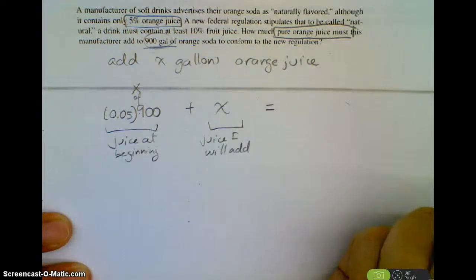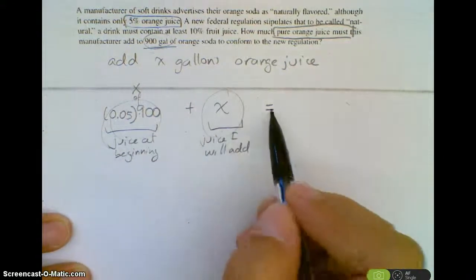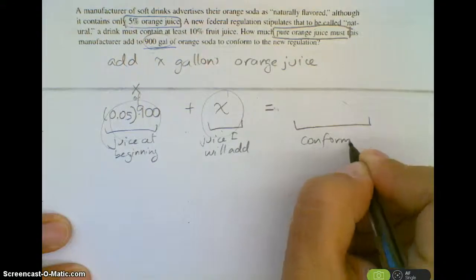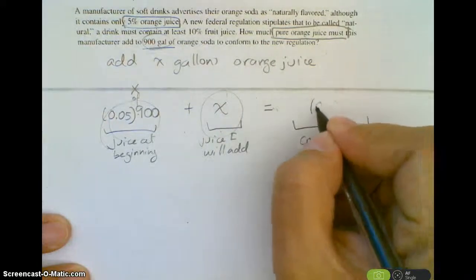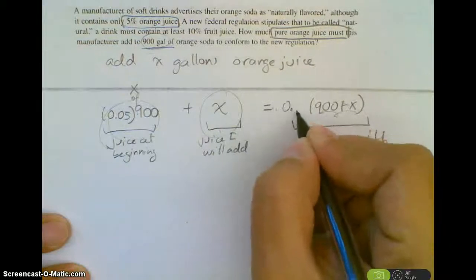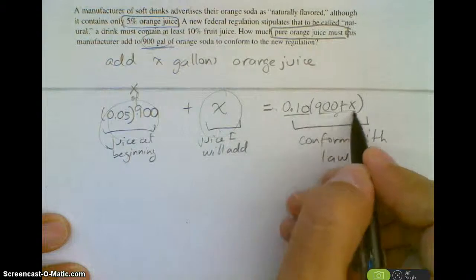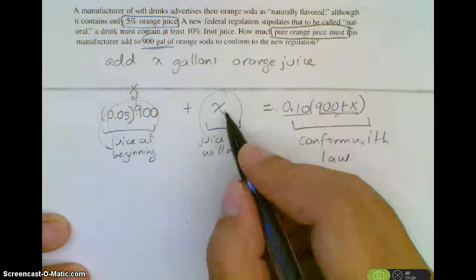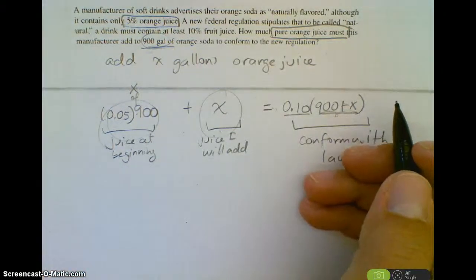So my equation is about juice. This is the amount of juice that was at the beginning. This is the amount that I'm going to add. And then what I want to conform with the law says that whatever amount of gallons that I have at the end, 10% should be juice. So 10% of the amount of gallons of soda that I have. Now I don't have 900 anymore because I'm adding X gallons to it. So 900 plus X would be the amount that I have at the end.